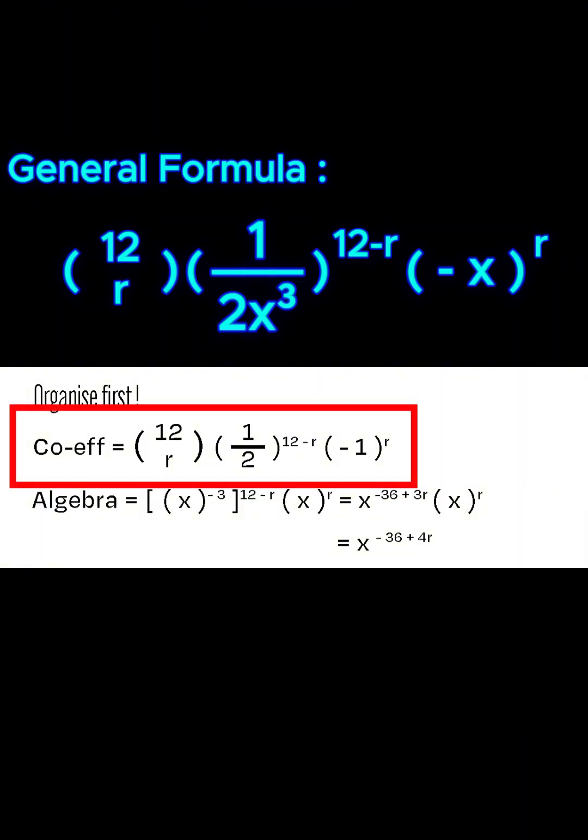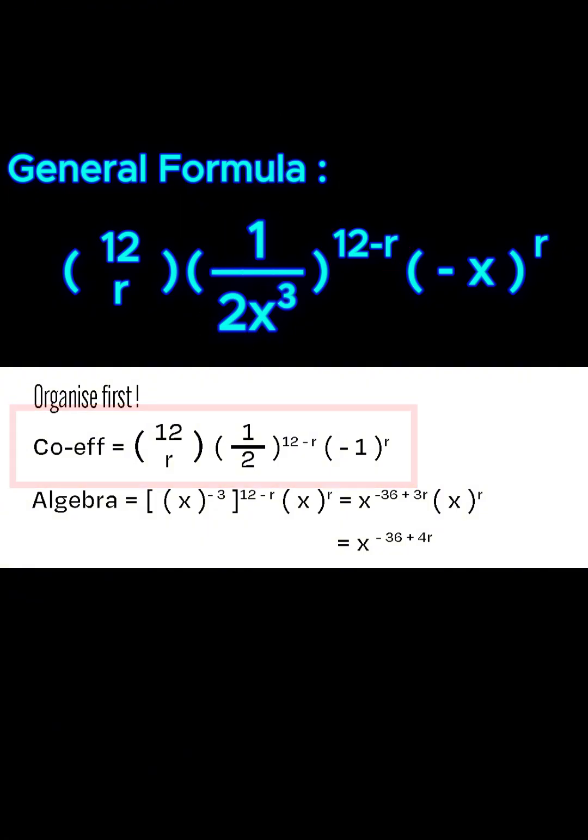Okay, so what are the coefficient parts of this general formula? We have the 12 choose r. So if you knew what r is, you could have pressed the calculator and obtained a number. Now the next one is the 1 over 2 to the power of 12 minus r. How do I get the 1 over 2? Because if you look at that middle bracket of the general formula, the coefficient part of that bracket is simply 1 over 2. So we don't care about the x^3 at the bottom. We're just going to extract out the coefficient. So that will be 1 over 2 to the power of 12 minus r.